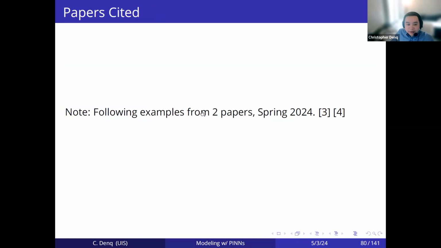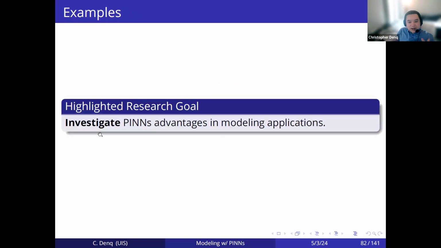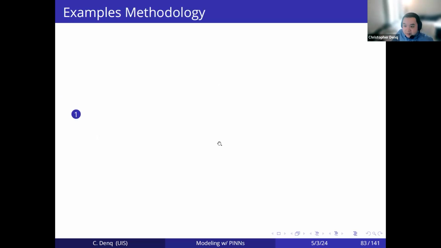Just to note, the following examples are from two papers, not one. So they have a little bit of differences in terms of their formatting, but overall, it's still all about PINNs. The first example we want to talk about, where we investigated this, is the basic ODE examples. I just want to highlight the research goals here. Again, we wanted to investigate those advantages. Did those actually exist in modeling? And the examples are all going to be relatively similar.